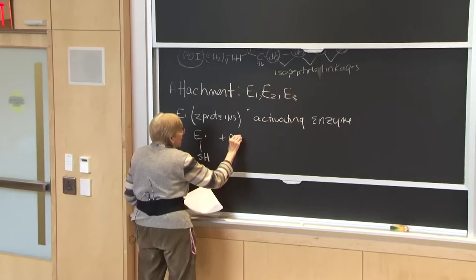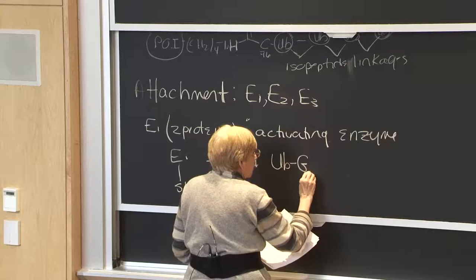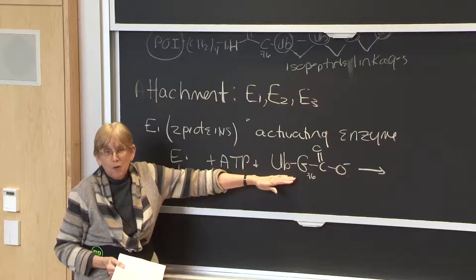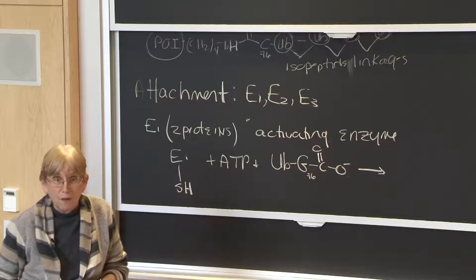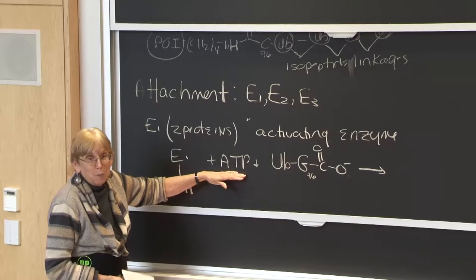And what it does is take ATP, and then it takes ubiquitin. And I'm just going to put G as the G76 at the C-terminal end. So this is the C-terminal carboxylate. And what it does then is use ATP to activate the carboxylate so that it can be attached to the cysteine, which then forms the thioester. The strategy is the same. I'm not going to write out the details of this strategy, but there are two ways ATP can be used. What is ATP used to activate this into a good dehydrating agent?